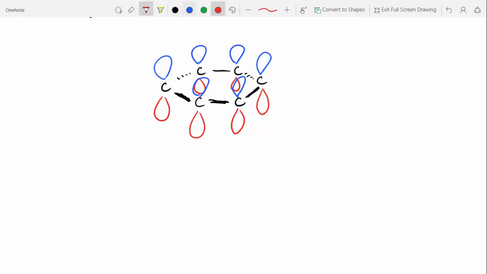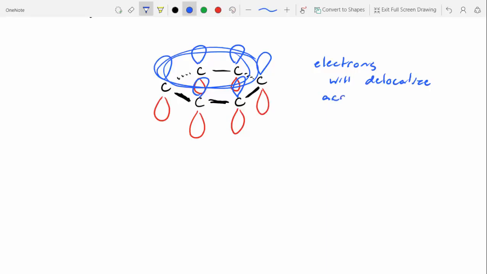And the electrons in this pi system will actually delocalize across all of the adjacent p orbitals. So the electrons will delocalize across all the aligned p orbitals. Make sense?